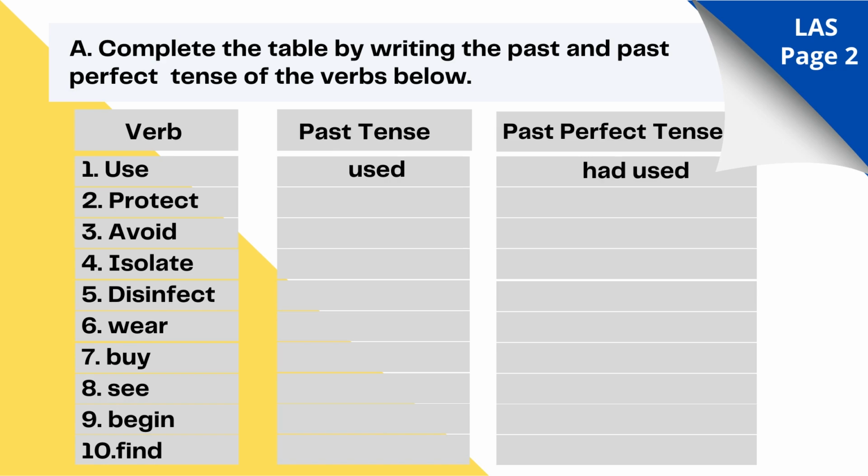Now, it's your turn. Do you see regular verbs? How about irregular verbs? If so, you can now write the past tense and past perfect tense of the given verbs on items number 2 to 10. You will be given 3 minutes to answer activity A. Good luck!